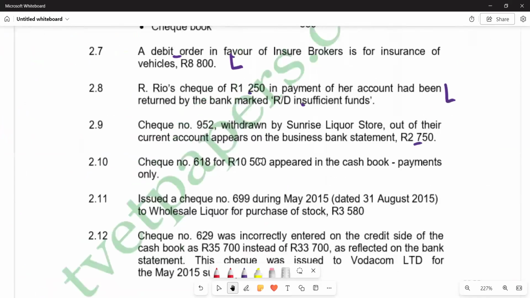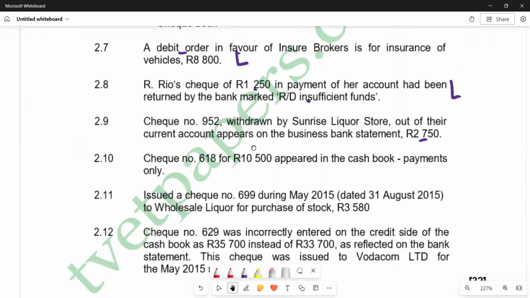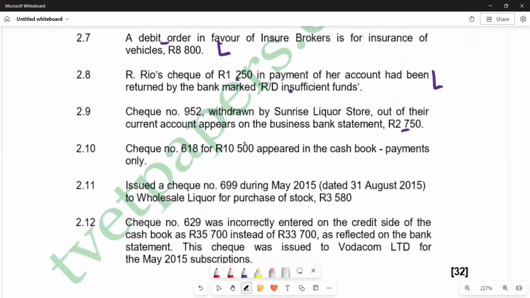Right, we have check number 2750 or 2.9, so we are going to 2.10. Check number 618 for 10,500 appeared in the cashbook payments only. So this 10,500 is being said to be appearing on the cashbook only. So it means also in the bank statement it should appear.